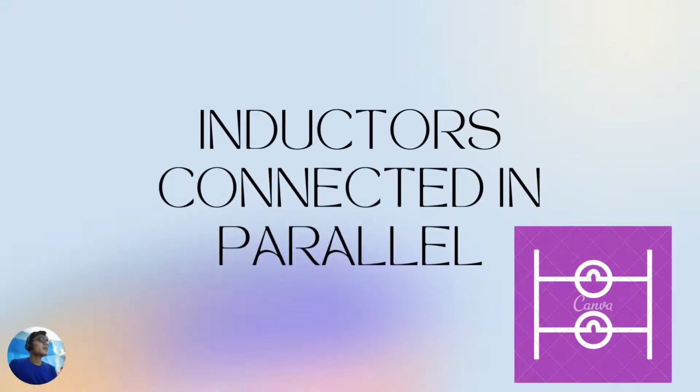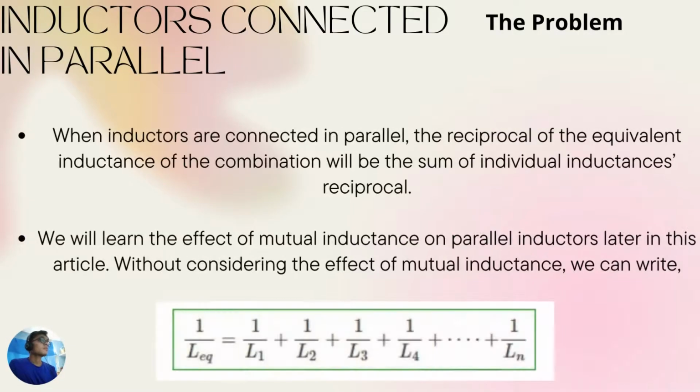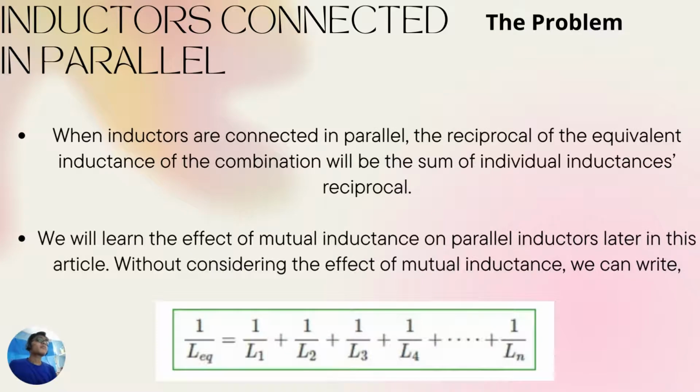Now it's time for inductors which are connected in parallel. Whenever inductors are connected in parallel, the reciprocal of the equivalent inductance of the combination will be the sum of the individual inductance reciprocals. We will learn the effect of mutual induction on parallel inductors later in this video. Without considering the effect of mutual inductance, we can write it as 1 by L equivalent equals 1 by L1 and so on to 1 by Ln. This is just like the equivalent resistance of parallel connected resistors. We may have to consider the effect of mutual inductance in the same way if required.